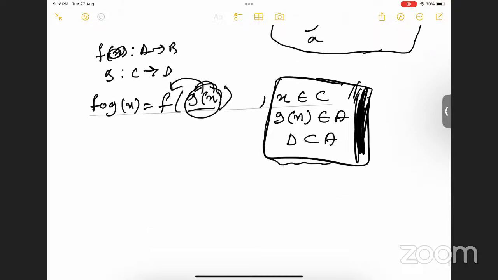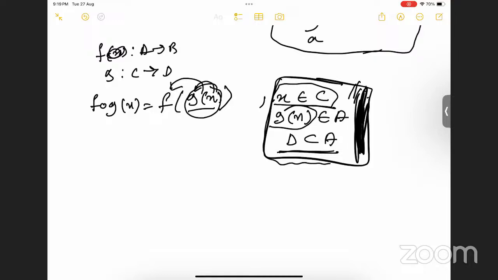No, these things are the same, right? We're doing this. That means the domain of F compose G is the set of elements x in C such that G of x belongs to A, where D is a subset of A. So these things are the same. You can do it in this way and that way. These things are similar.